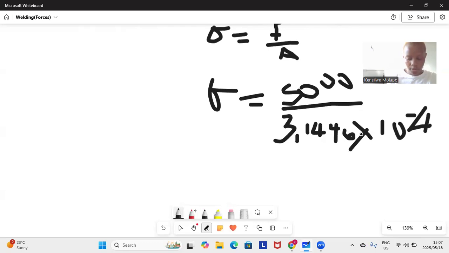So 5,000 over 3.1446 times 10 to the power negative 4. Then the answer that you got, you multiply by 10 to the power 6. Then your answer is 15.9. Stress equals 15.9 times 10 to the power 6.